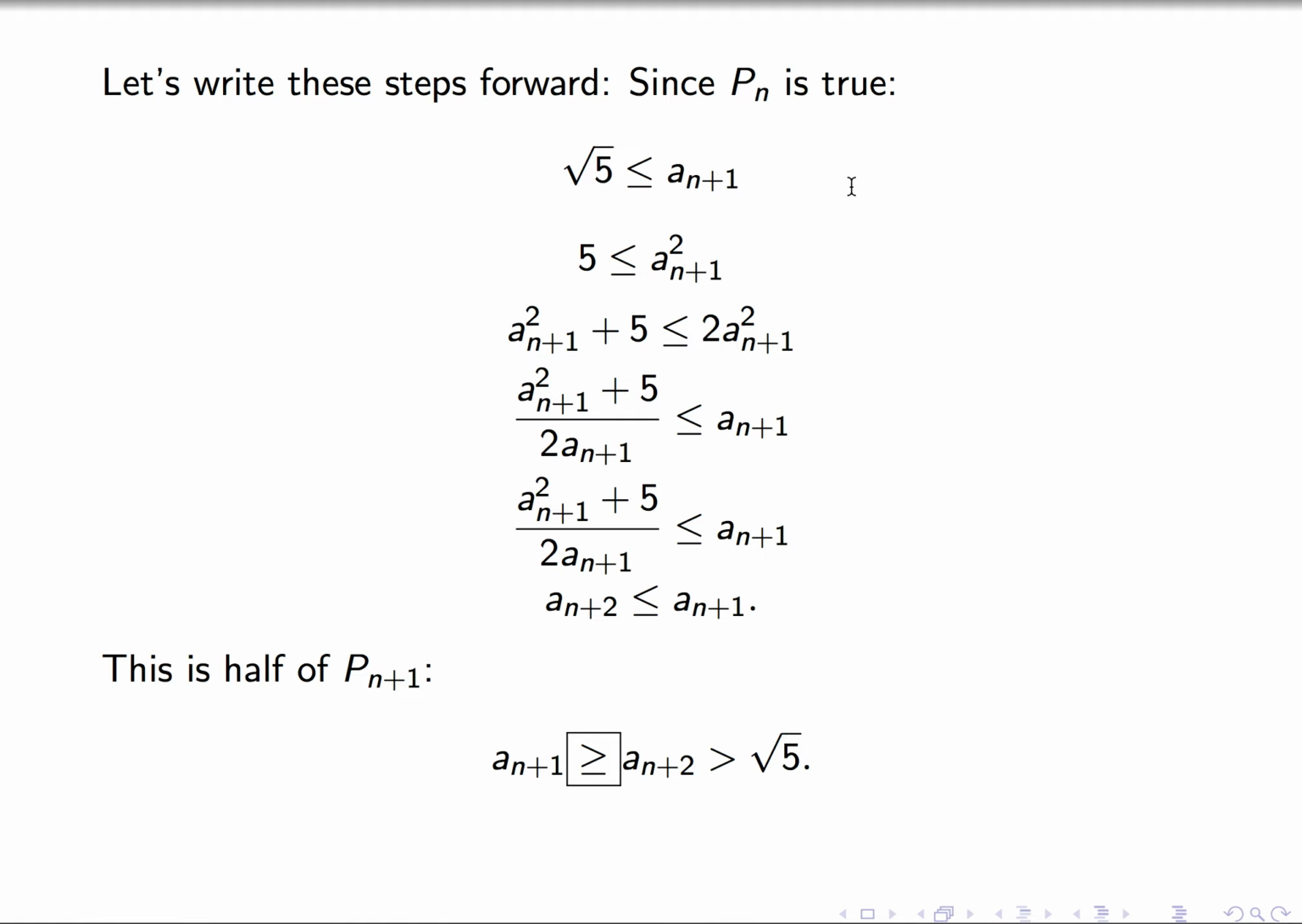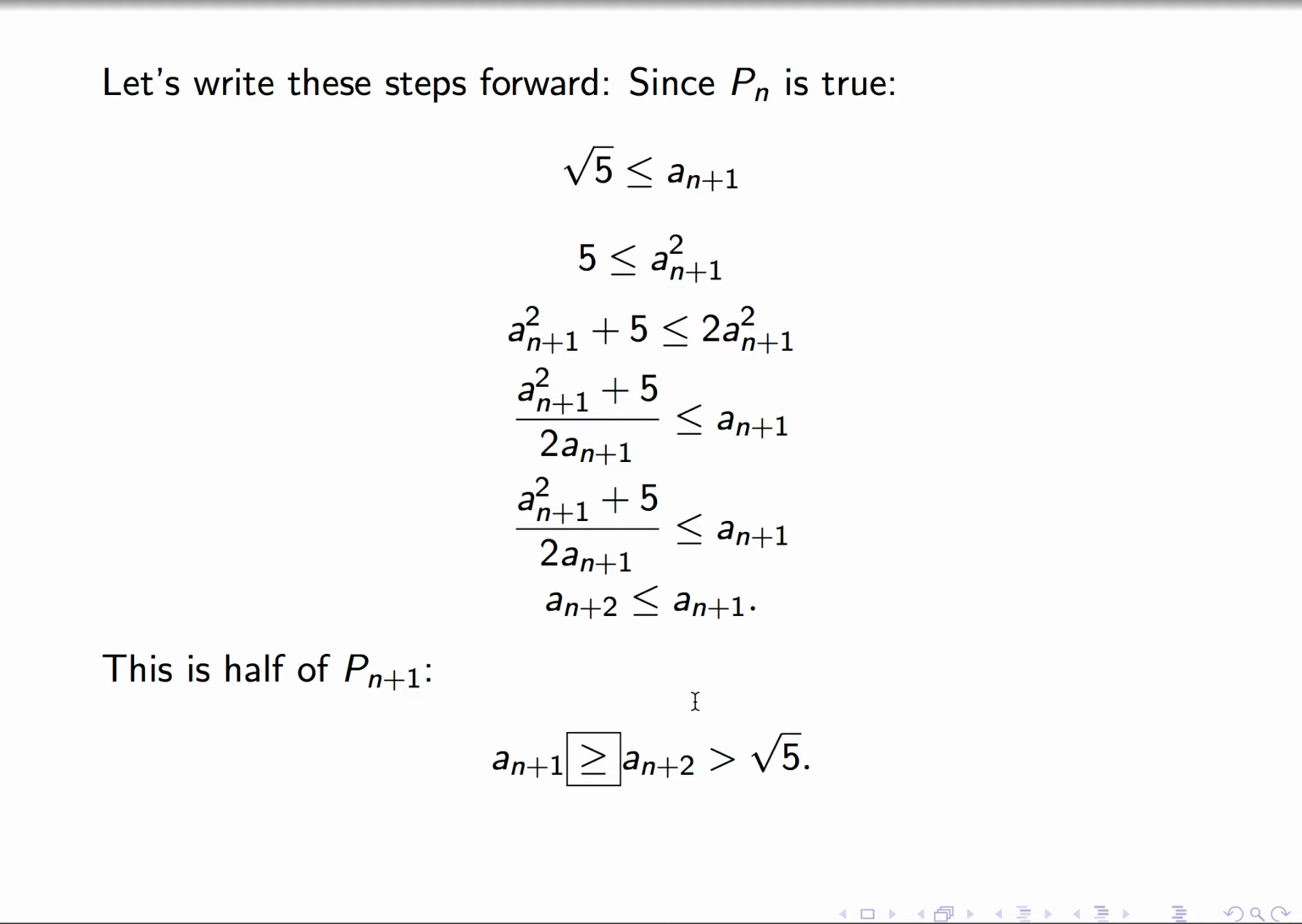Maybe a question on induction I could ask would be, in this context of this proof, why do you know this inequality is true? Or why do you know that this inequality is true, or something like that. In any case, we've finished this half of the proof. We've proved that a_{n+1} is going to be greater than or equal to a_{n+2}.